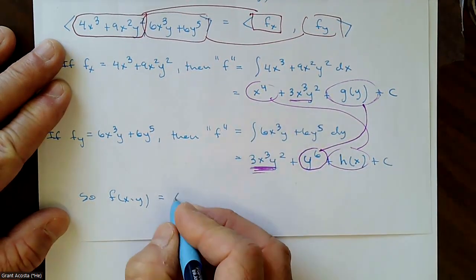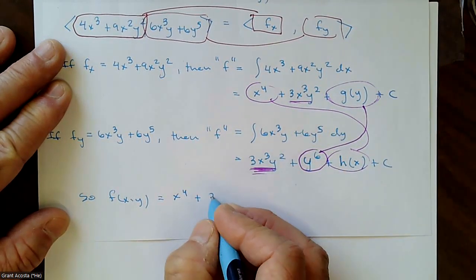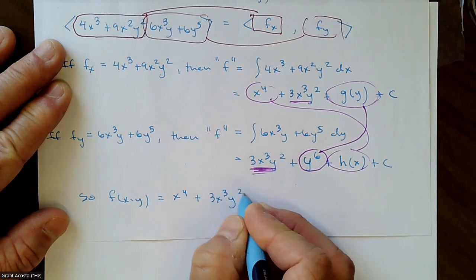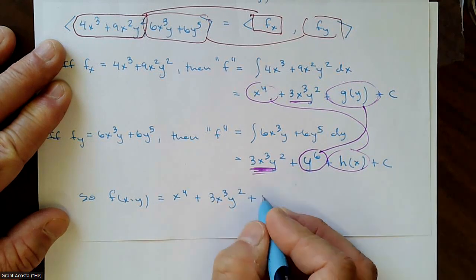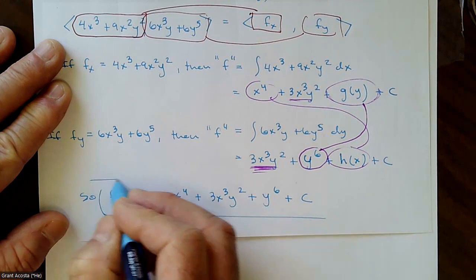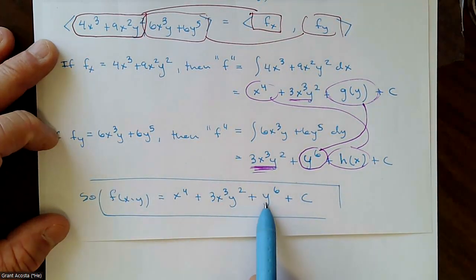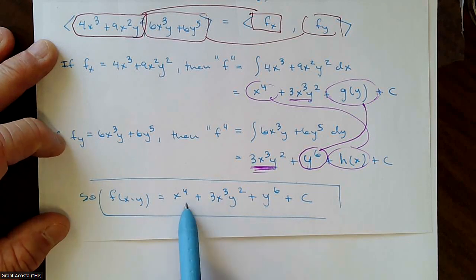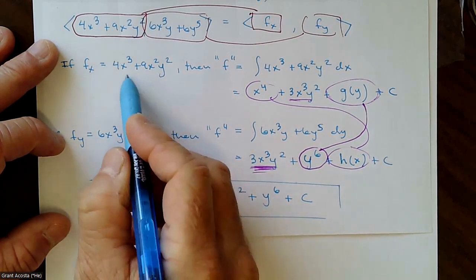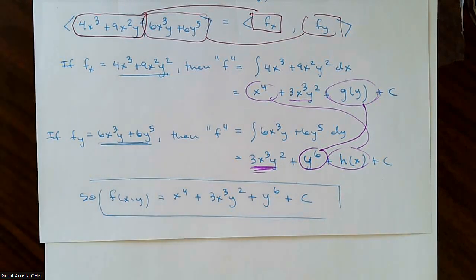So I'll start with the x to the fourth. 3x cubed y squared showed up in both of them, but I only need to put it once. And then y to the sixth plus some constant. Just put everything that shows up. Now I can prove this, you can work backwards, right? You could take the partial of this with respect to x and you'll see you get that. You could take the partial of this with respect to y and you'll see you get that. So it is a potential function.